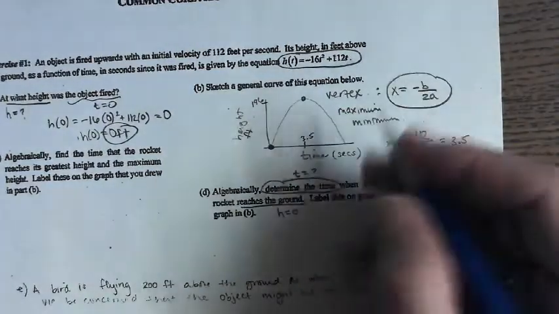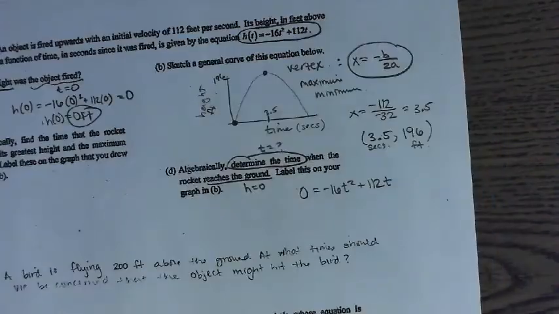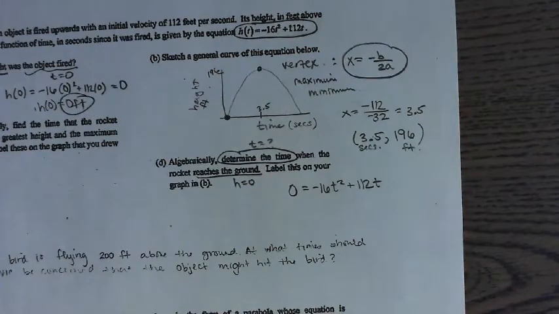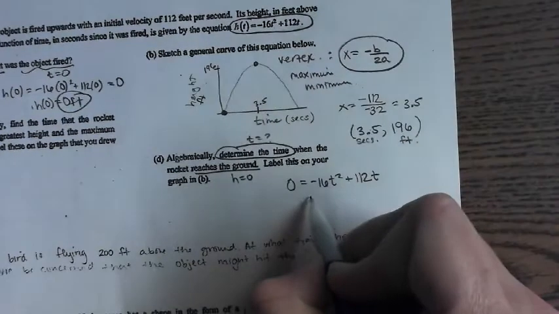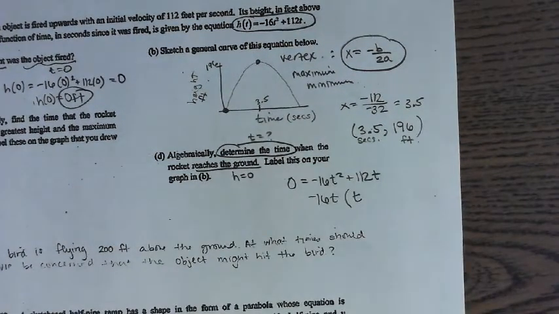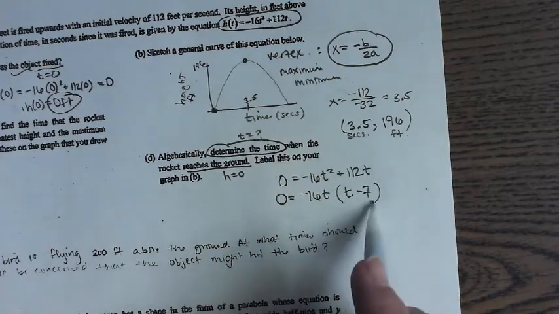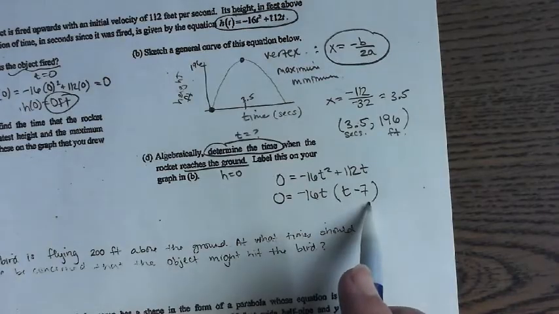So if the height is 0, I'm just solving this for t. I don't need the quadratic formula here. Why? Take out a GCF of negative 16t, I'm going to guess. And you get t minus 7. And we are solving, so we're going to tee it up, and we get t equals 0, which we already knew that one, by the way, from part A. And also t equals 7.